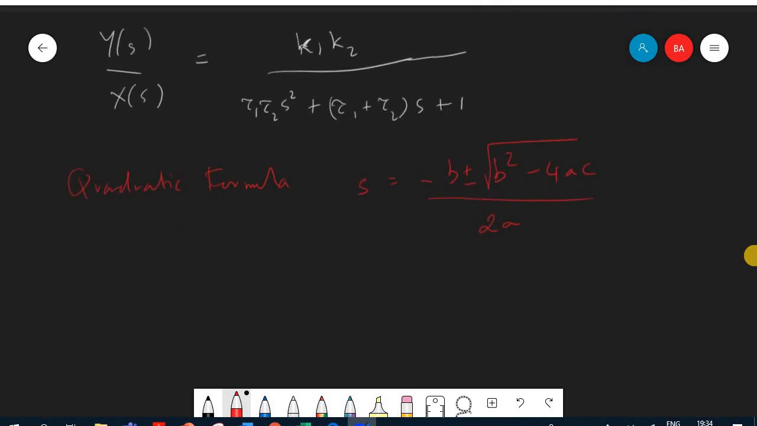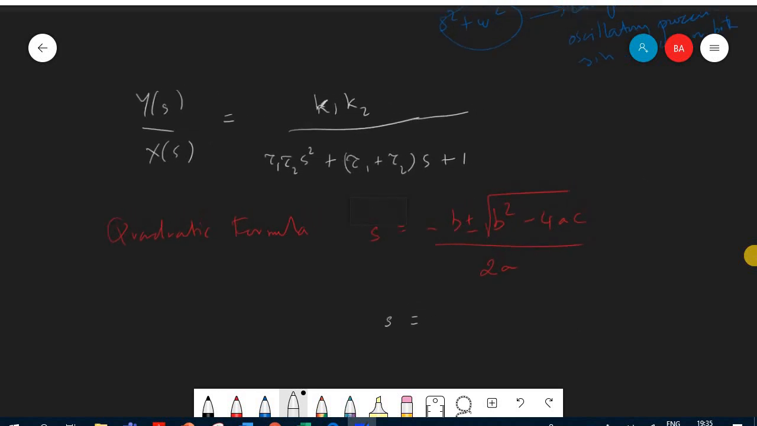So solving that and substituting, s is equal to minus b. What is minus b here? Minus b here actually is tau 1 plus tau 2. In this case, we need to do some rearrangement of that equation which will make our system look much better. So we will try to put our system in the standard form that we have just stated, which is k over tau squared s squared plus 2 xi tau s plus 1. And we'll see how we can gain from that.